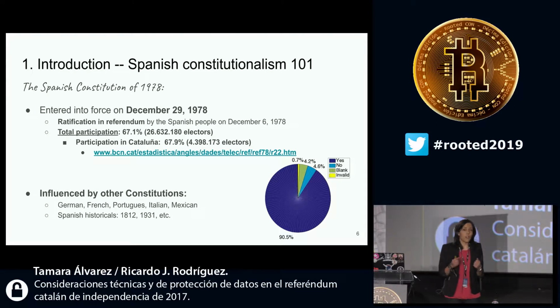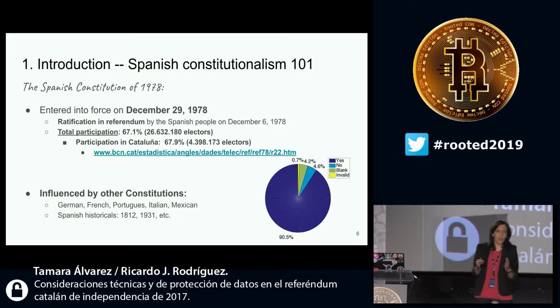From that percentage, the people who voted positively to the Constitution is about 87.78%. Therefore, that's 58% of the vote over the total of the electoral census. If we go to the Catalan sphere, these percentages are slightly higher, more or less.